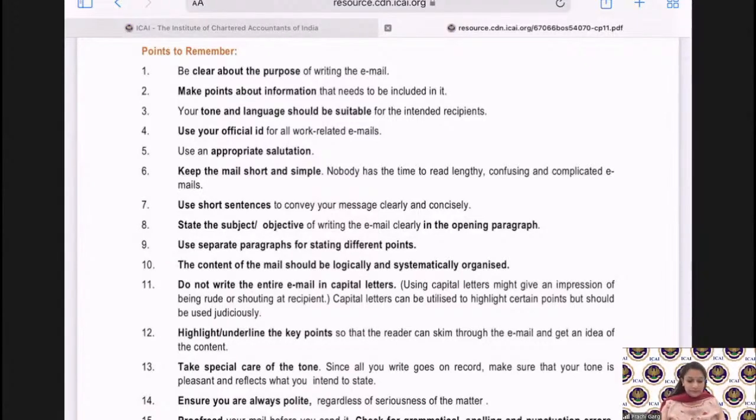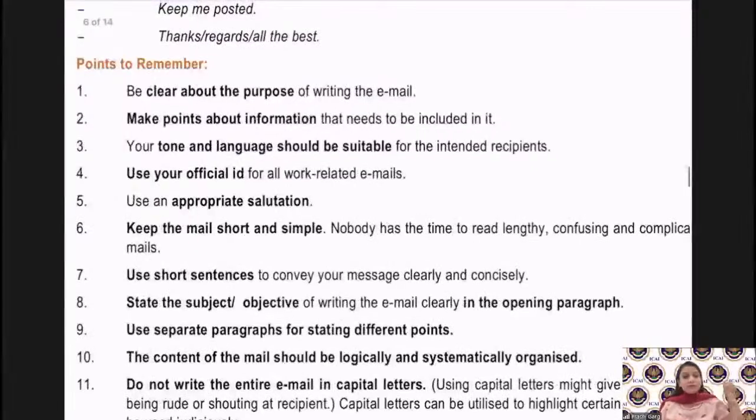Now, be clear about the purpose of writing an email. Of course, be it formal, informal, or semi-formal email, you need to be clear about what you're writing and why you're writing. Make points of the information that you need to include, just the way I told you that in the first email, there were proper paragraphs given.